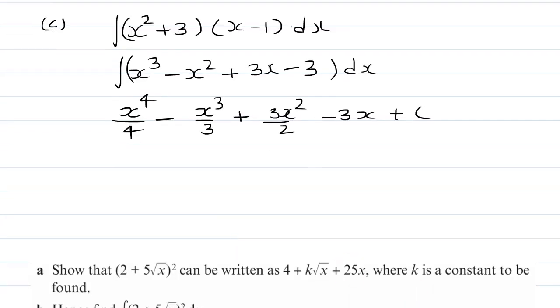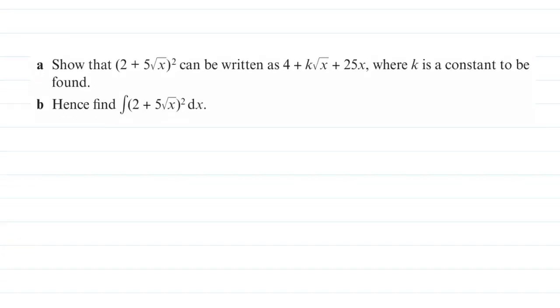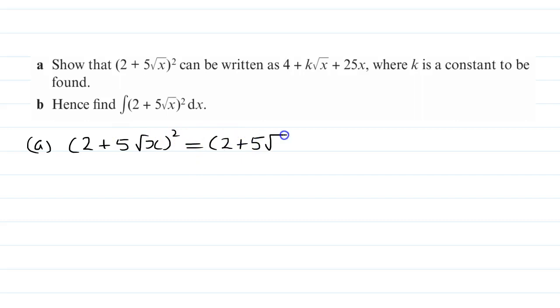So the question is, show that (2 + 5√x)² can be written as 4 + k√x + 25x, where k is a constant. If you see, there is no integration and it is a basic algebra question, you just need to expand it. So it is given (2 + 5√x)², which means you can write 2 + 5√x times 2 + 5√x.